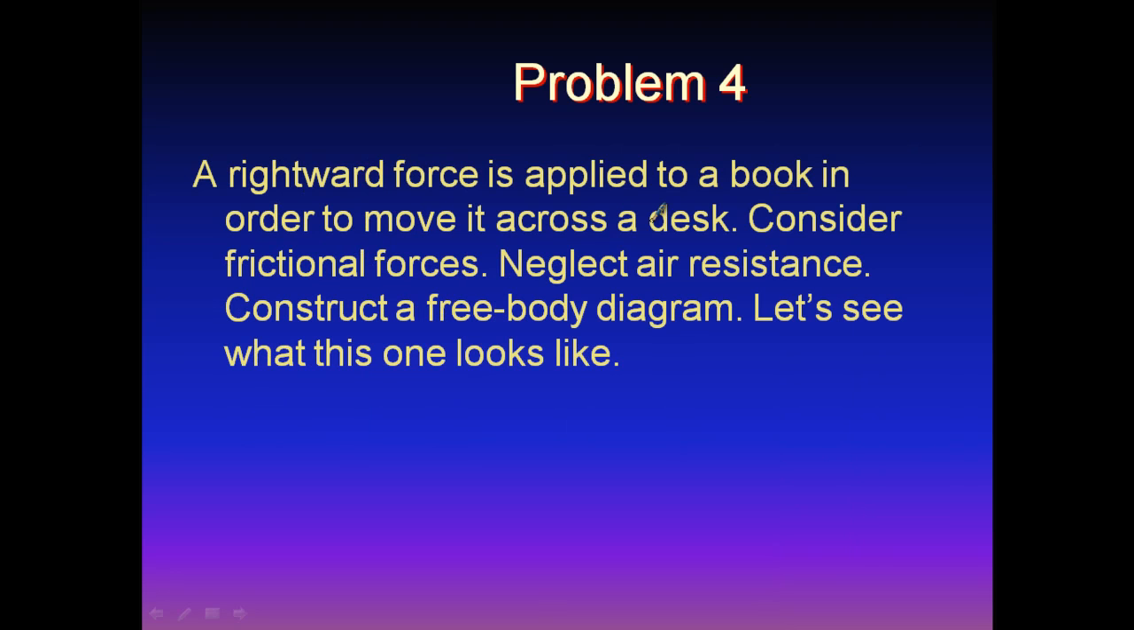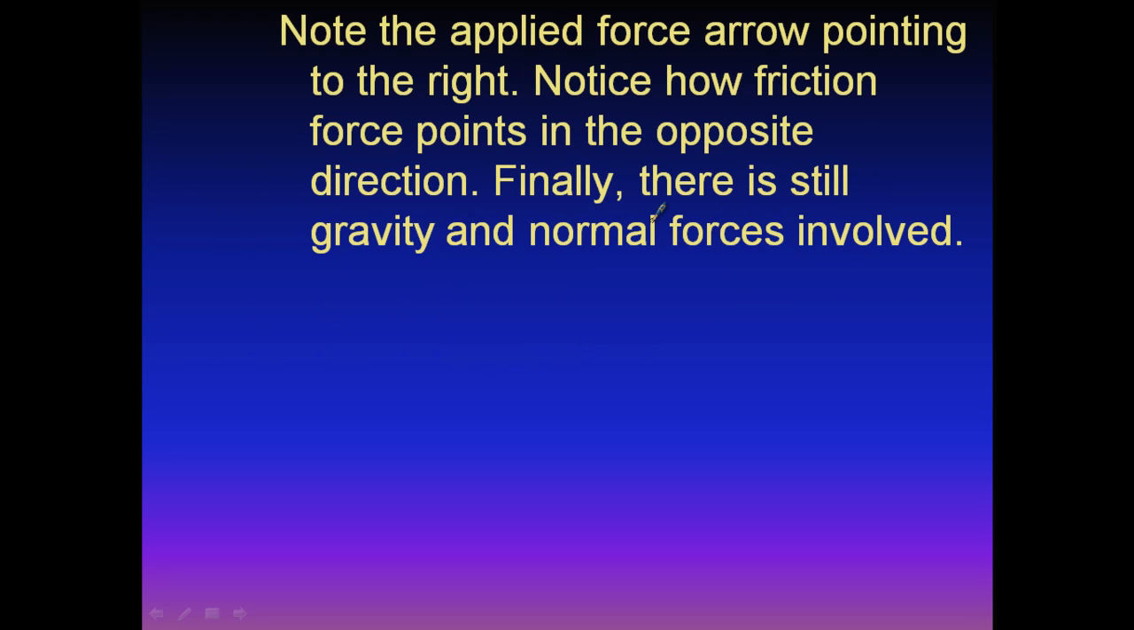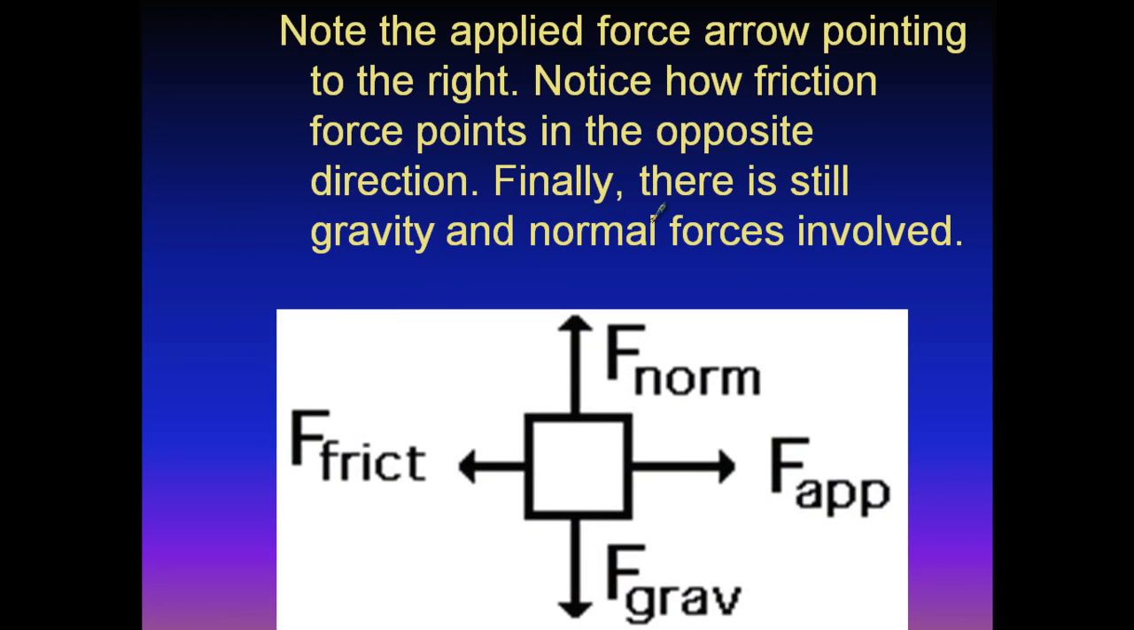Problem 4, a rightward force is applied to a book in order to move it across a desk. Consider frictional forces this time. We're going to neglect air resistance though. Construct a free body diagram, and let's see what this one looks like. So note the applied force arrow is pointing to the right, and notice how the frictional force points in the opposite direction. And finally, since it's on a table, it's going to have its weight, and it's going to have a normal force pushing back. These are going to be equal though. If these weren't equal, the book would be going down or up. But the applied force, you can notice, is bigger than the frictional force, so we know it's moving this way.